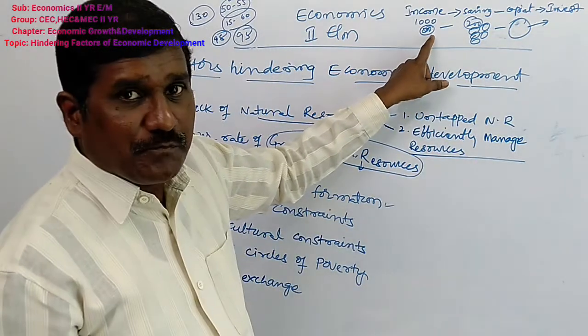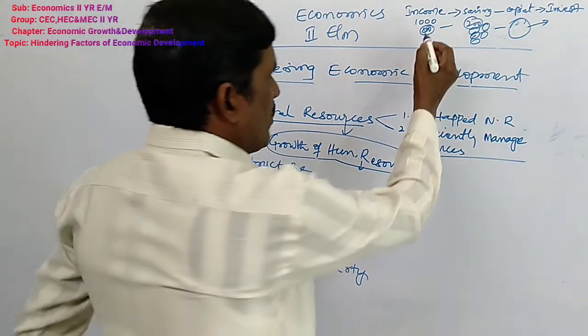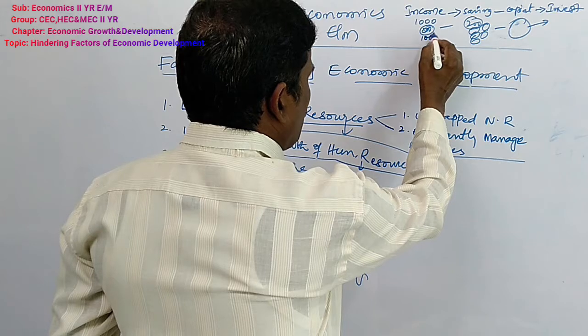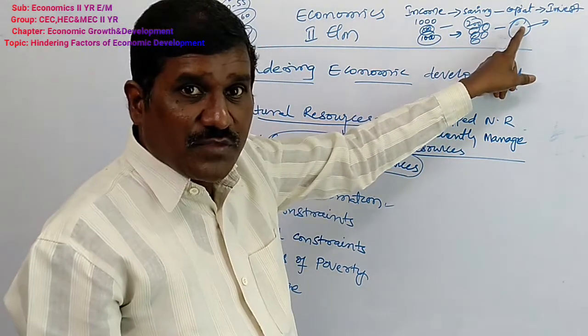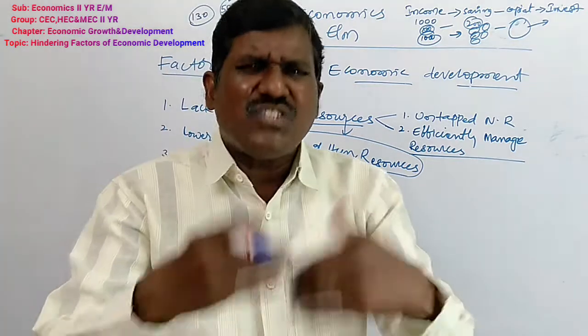By getting more income. For example, we are getting 1000 rupees, but the expenditure is also 1000. Where is the saving? Without saving, how can we form capital? Capital formation means capital changes.